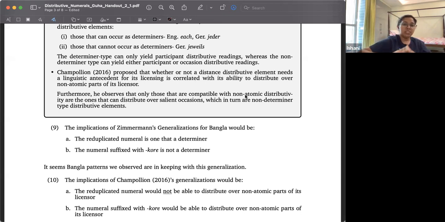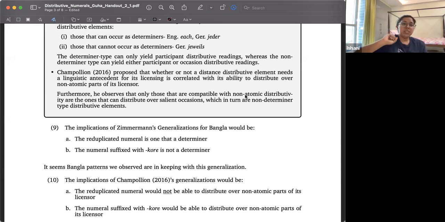So the generalization here is that the non-determiner type, that is the German jeweils type, or let me say the Kore type strategy of forming numerals, these distributive numerals are good with occasion distributivity, salient occasion distributivity. Moreover, they are also good with non-atomic distributivity, right? So distribution over subpluralities, not just atoms.